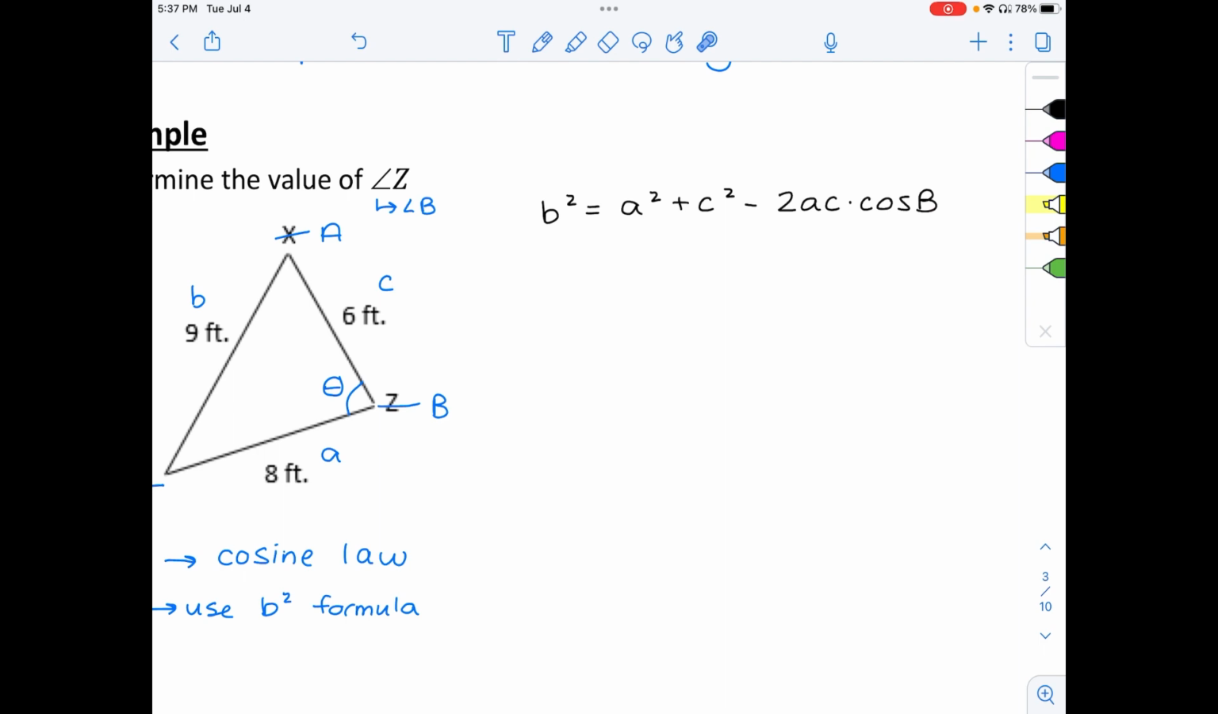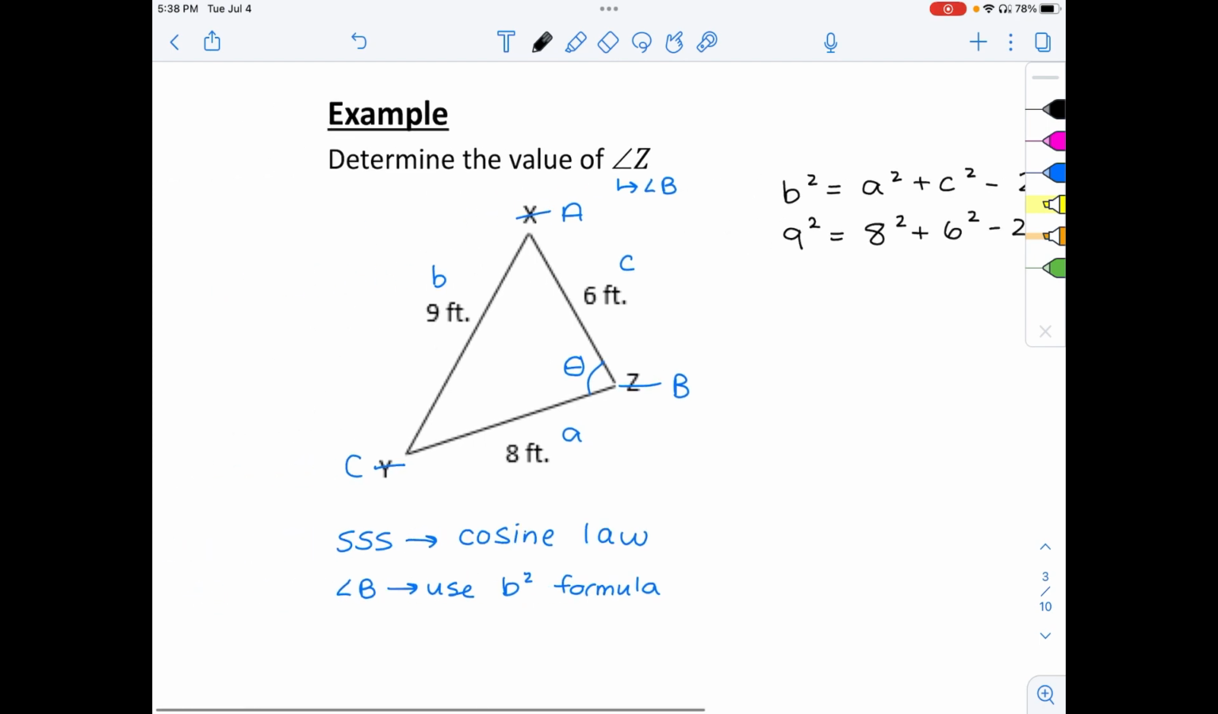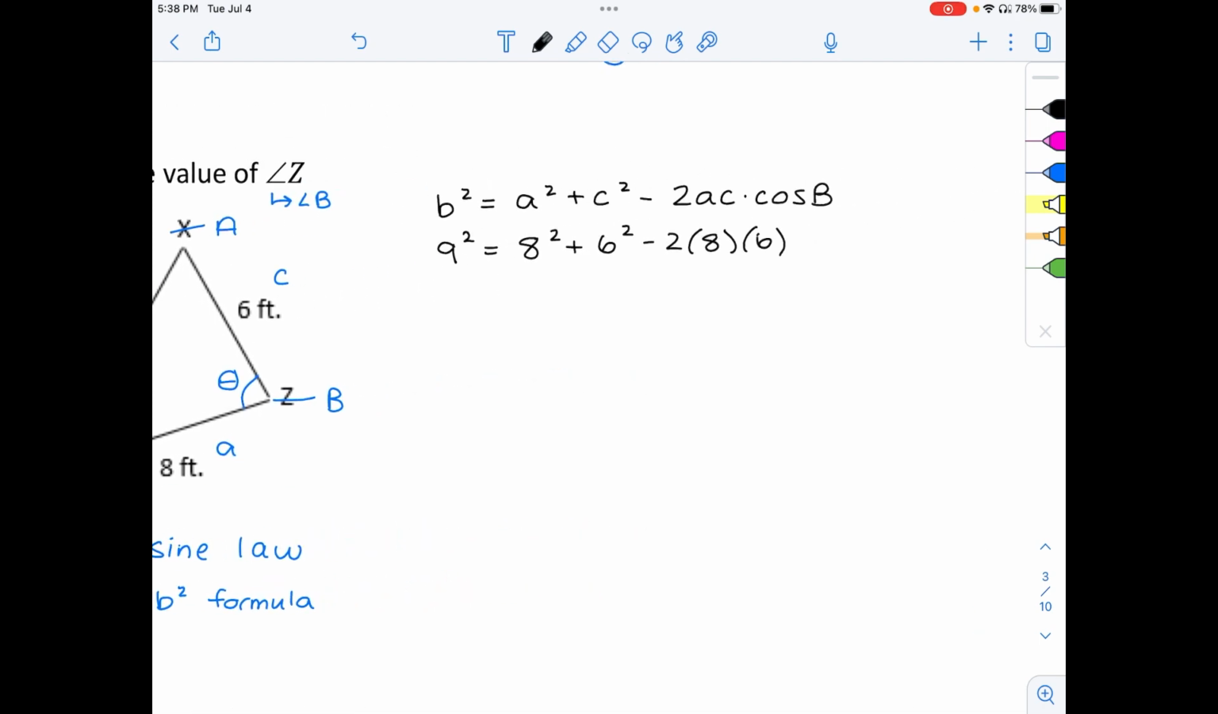So the difference here now is when I sub in the values that I know, they're going to be all of my little letters. So B squared, B is 9, A is 8, C is 6, and then I have subtract 2 times 8 times 6 times cos of B. The only unknown that's left here is capital B, which is the angle B, because that's what I'm trying to solve.